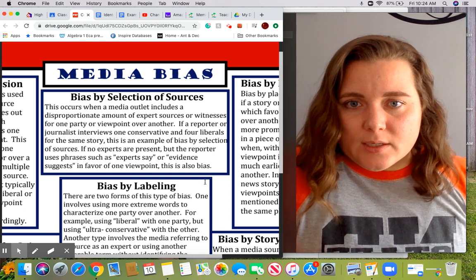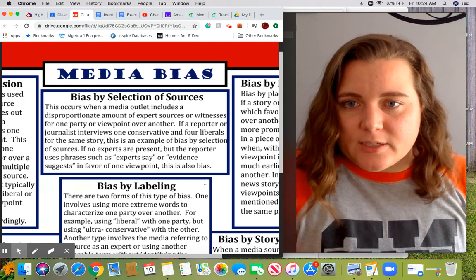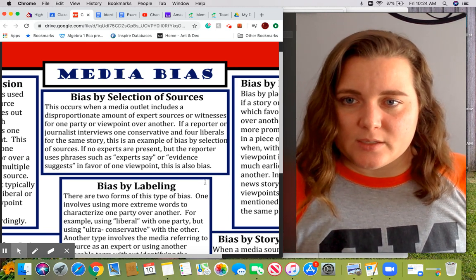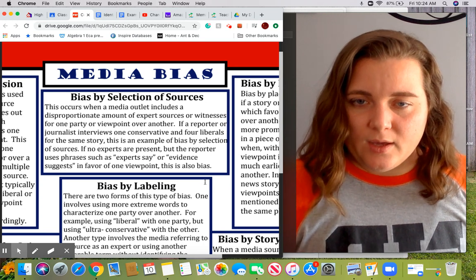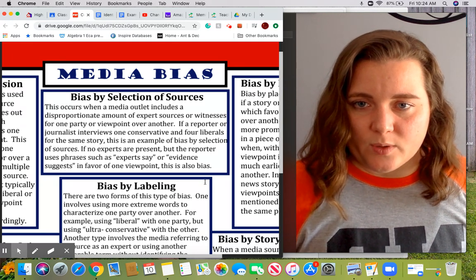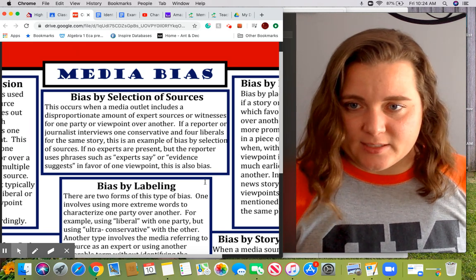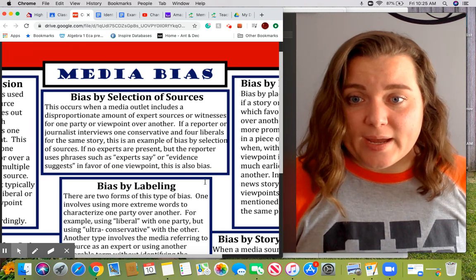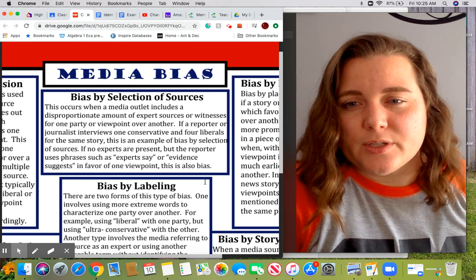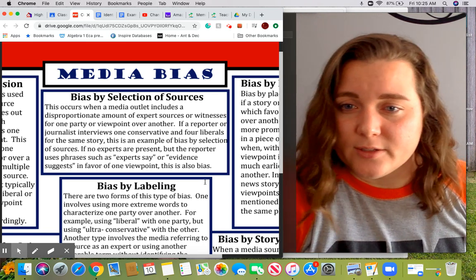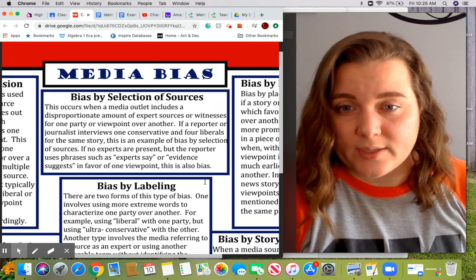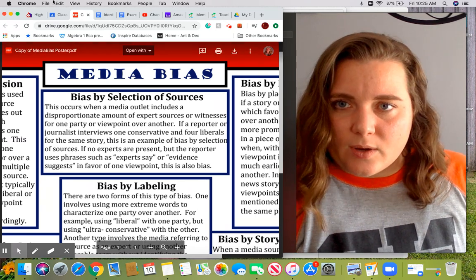Okay. So it includes a disproportionate amount of expert sources or witnesses for one party or viewpoint over another. If a reporter or journalist interviews one conservative and 4 liberals for the same story, this is an example of bias by selection of sources. If no experts are present, but the reporter uses phrases such as "experts say" or "evidence suggests" in favor of one viewpoint, this is also bias.